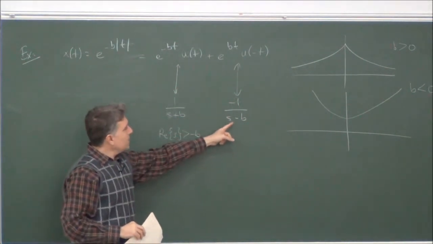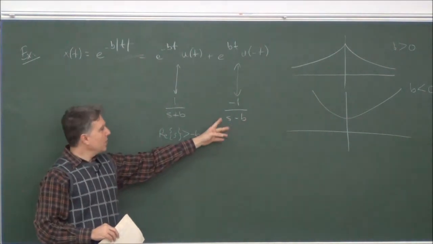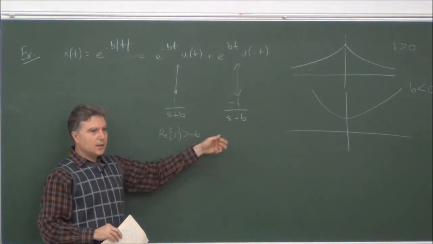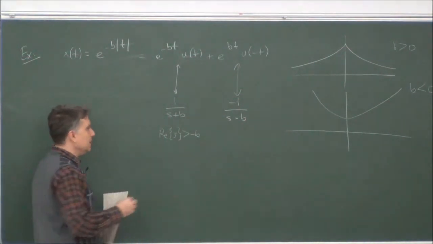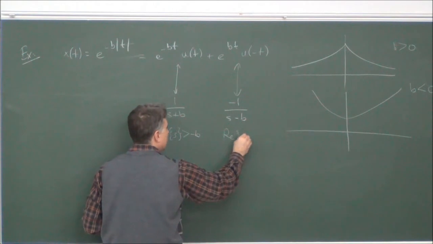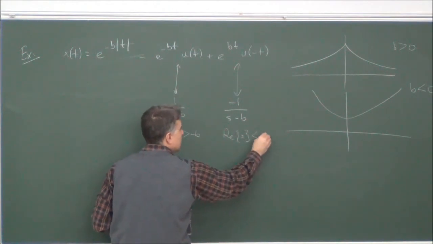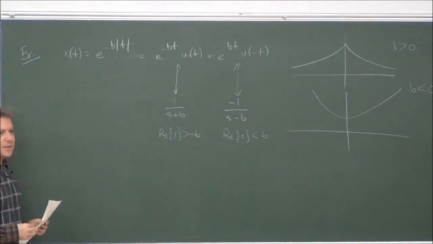Where is the pole of this one? 1 over s minus b. It is at s is equal to b. And it is left-hand sided, so we say the region of convergence for this part is the real part of s is less than b. Now what is the intersection of the two?